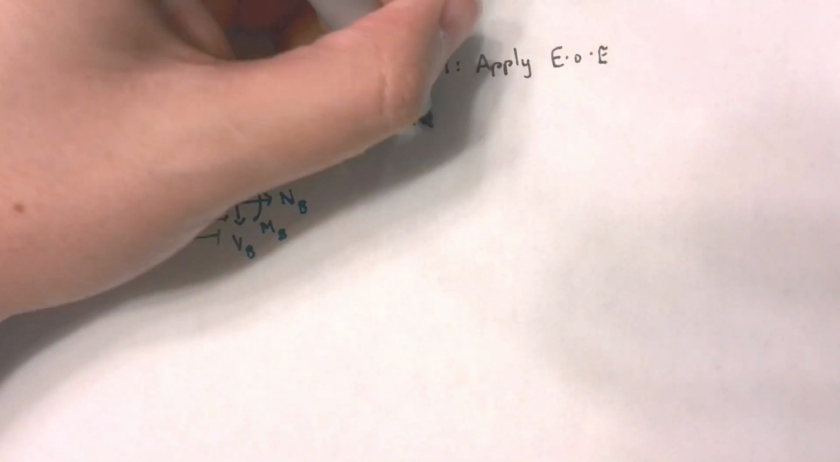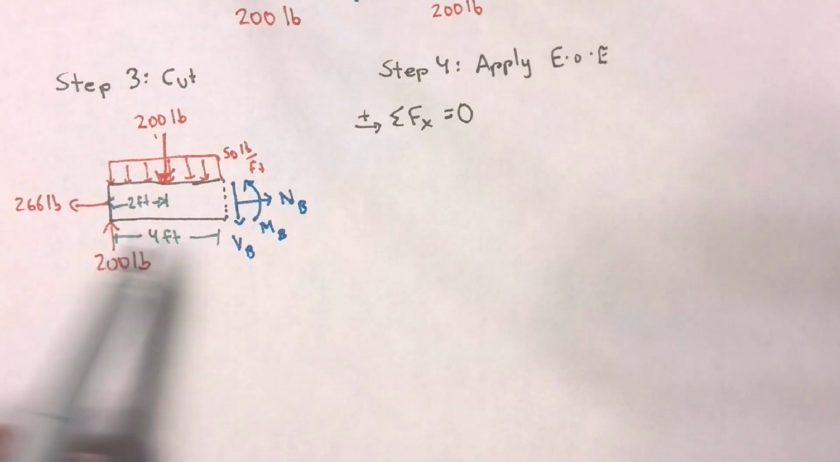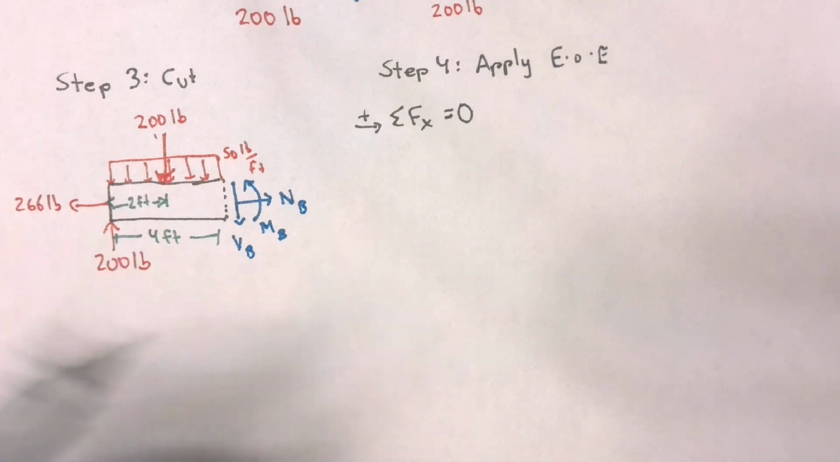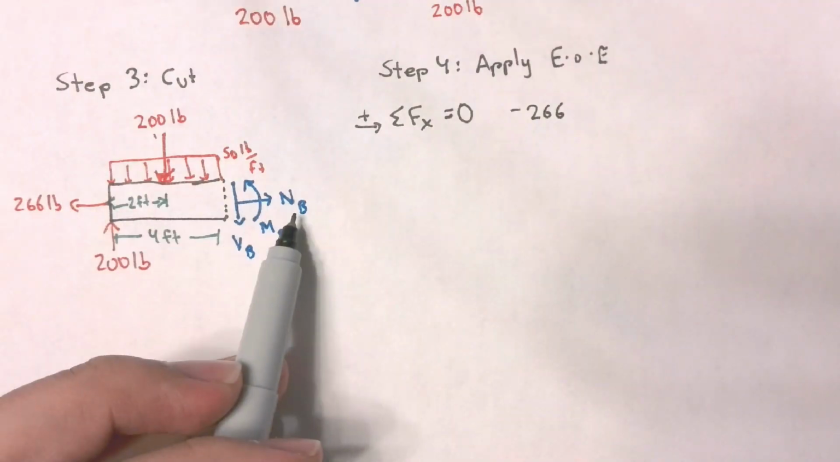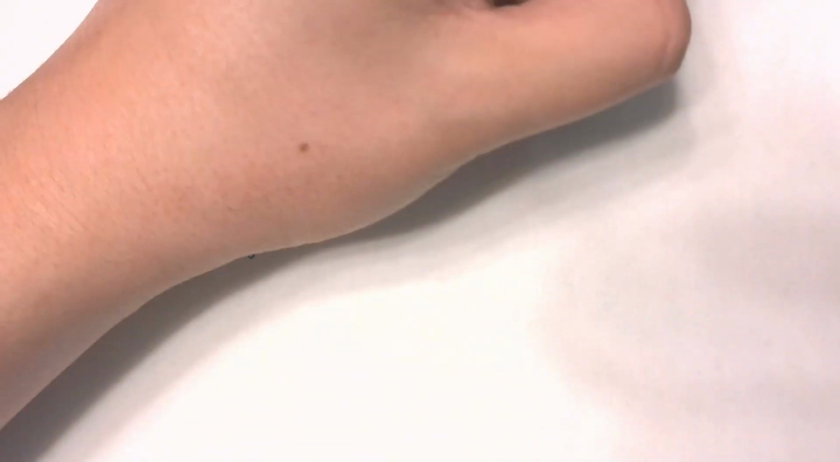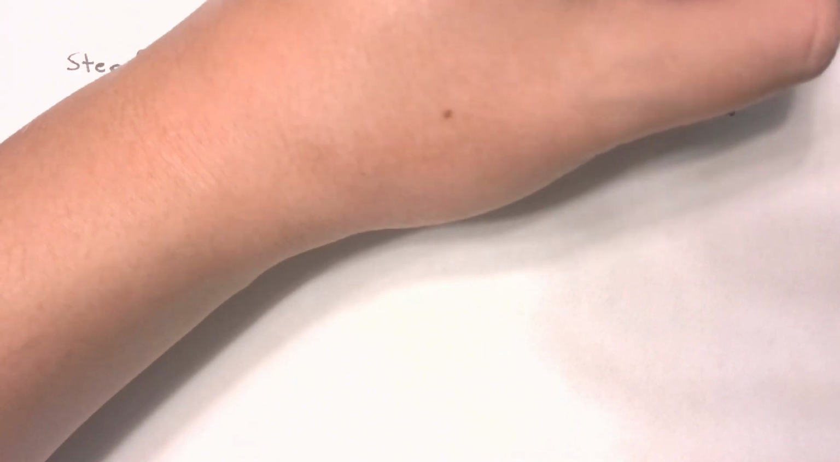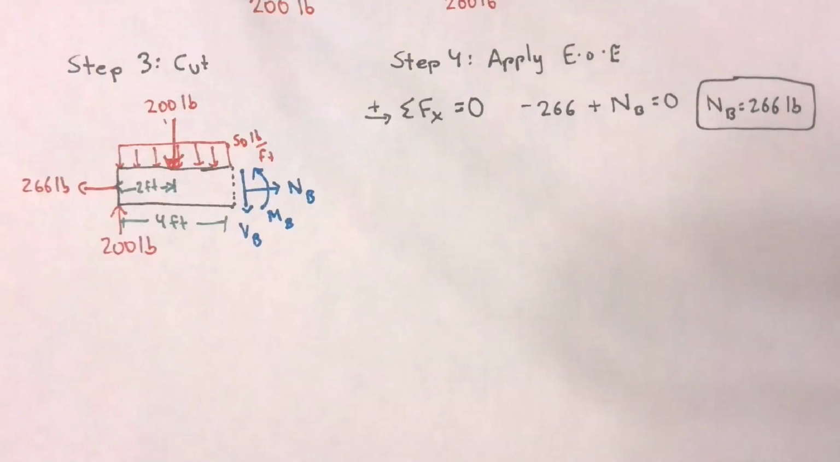Okay, so if we look at the system, let's start with the easy one. Sum of forces in the x direction, I'm going to set positive from left to right. Sum of force in the x direction equals 0. So what do I have in the x direction? From left to right, I have 266 pounds in the negative direction. So negative 266. And I have this normal force in the positive direction. So plus my normal force, this equals 0. And this tells me that my normal force is equal to 266 pounds.